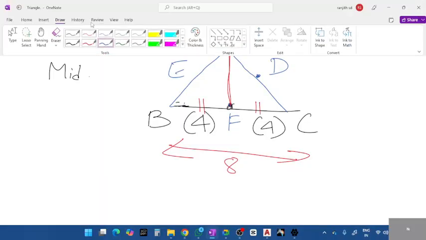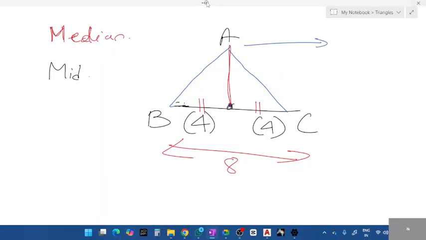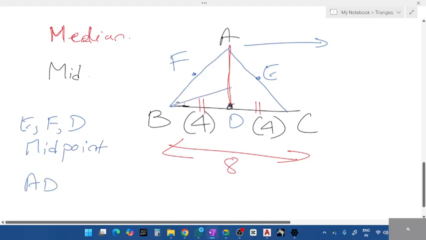In your textbook, they have given it alphabets like this. So I'll name it as A, D. D this side, E this side, F this side. So here, E, F, D are known as midpoints. We kept a point. Okay. AD, and I'll join BE. BE, I'll join CF or FC. AD, BE, FC are known as medians.